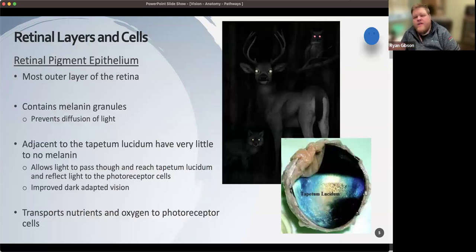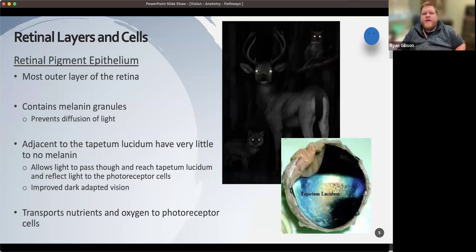Now, we all know that some species of animals have the ability to have better night vision. That's because they have this tapetum lucidum. The tapetum lucidum reflects light and allows it to kind of expand, and so it increases the light available to the sensory retina when the world is dark outside.